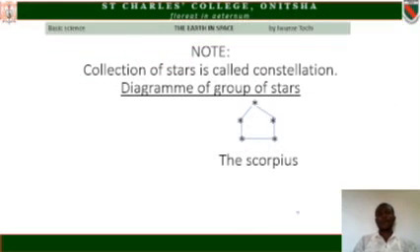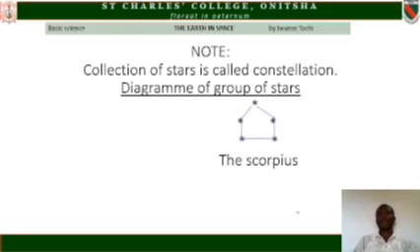The collection of group of stars is called constellation. Now, these group of stars are being differentiated. You can differentiate them by the months they used to come out, and also their shape. They all have different shape.